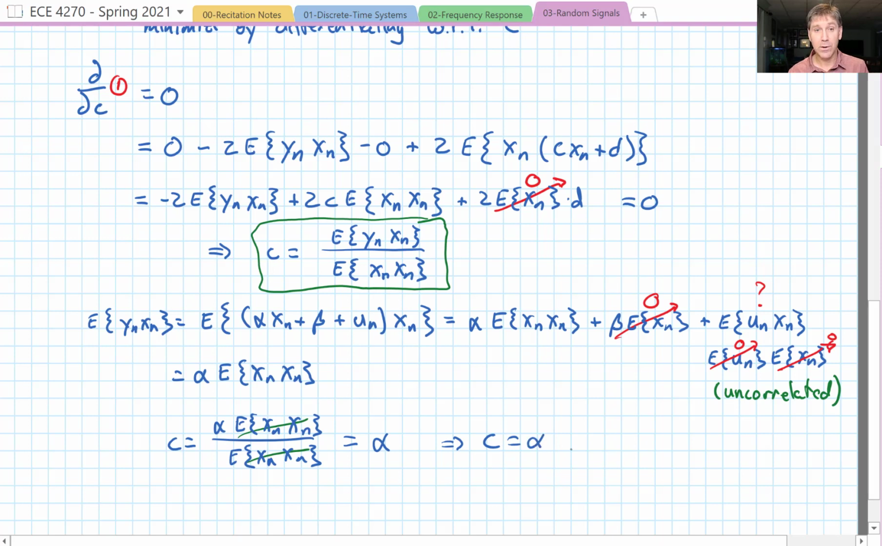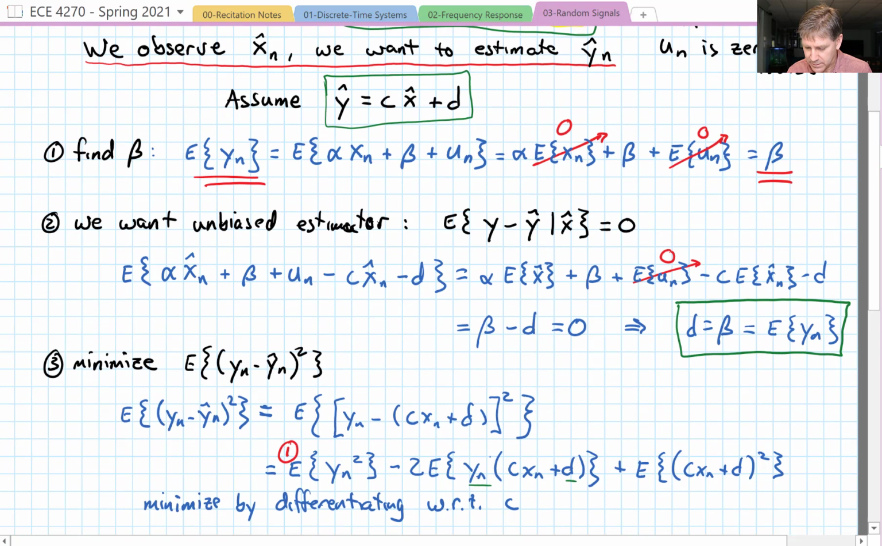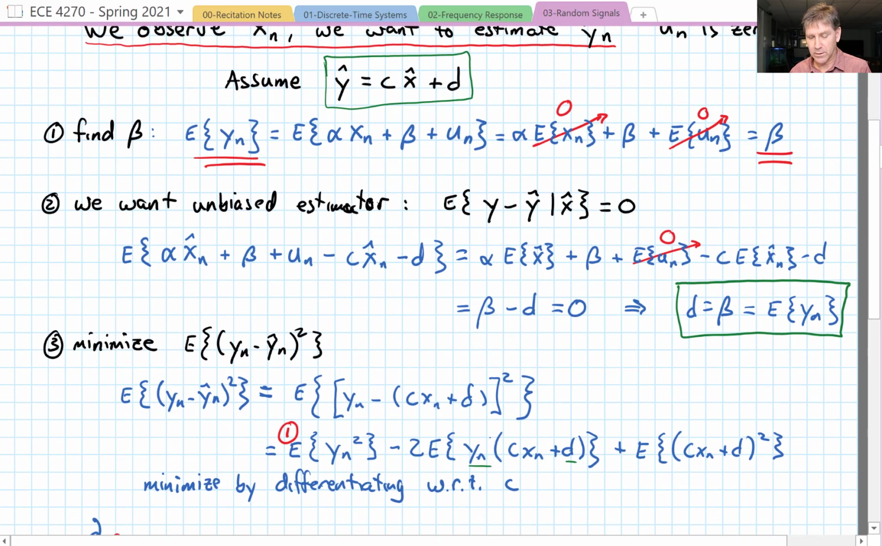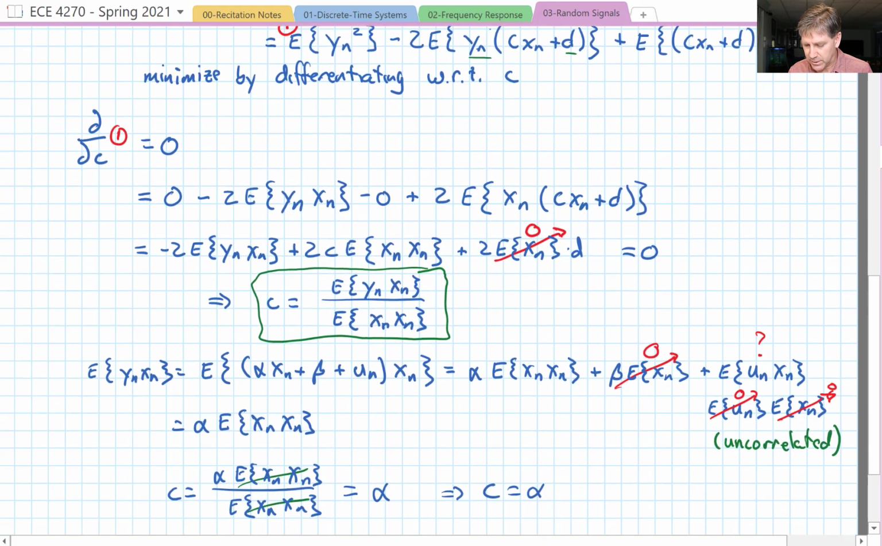So now we know alpha. We have our optimal predictor, in terms of one that gives us the lowest expected prediction error, and it's unbiased. In other words, the average value of our prediction error is going to be 0.